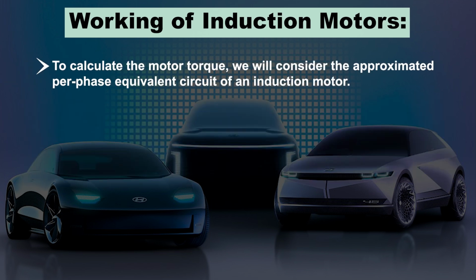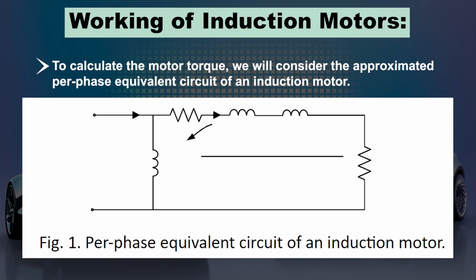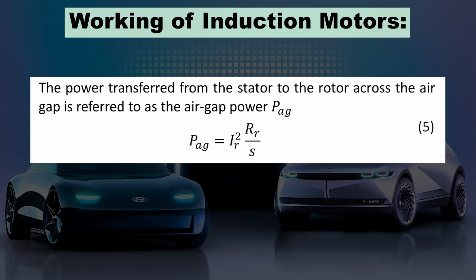For obtaining the motor torque, let us consider the approximate per phase equivalent circuit of the induction machine. Here Rs and XLS are the resistance and inductance of the stator winding, XLR and RR are the inductance and resistance of the rotor winding referred to the stator. Let IR be the current flowing through the rotor, which is equal to Vs by (Rs plus RR by S plus j(XLS plus XLR)). The power delivered through the air gap from stator to rotor is called the air gap power, denoted PAG. So PAG equals IR square RR by S.